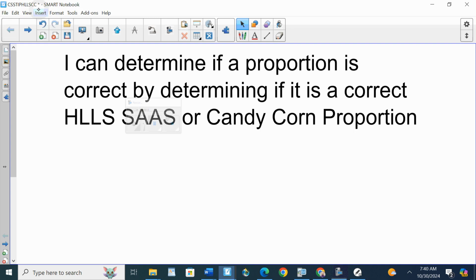Hello everybody. Today I can determine if a proportion is correct by determining if it's a correct HLLS or candy corn proportion. Before you do this lesson, you need to know how to do HLLS and candy corn problems. If you don't, watch that first or learn that first. You also need to know how to determine if a proportion is correct. That's going to come up as well.